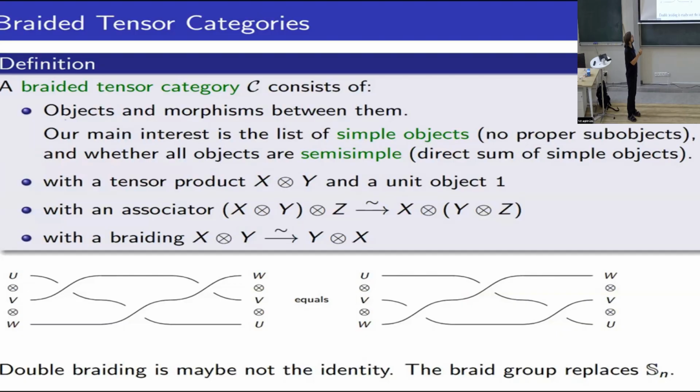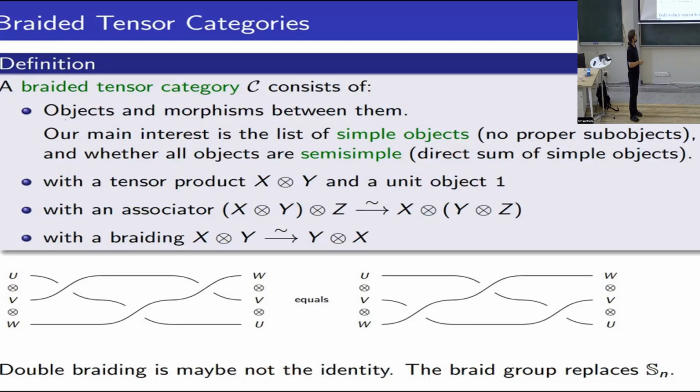And we want to know if all objects are semi-simple, so if all objects are direct sums of simples, like it was in the previous example, 1 plus 3 plus 5 plus 7, or if there's maybe some more complicated gluing between these going on. Then you have a tensor product rule and a unit object.